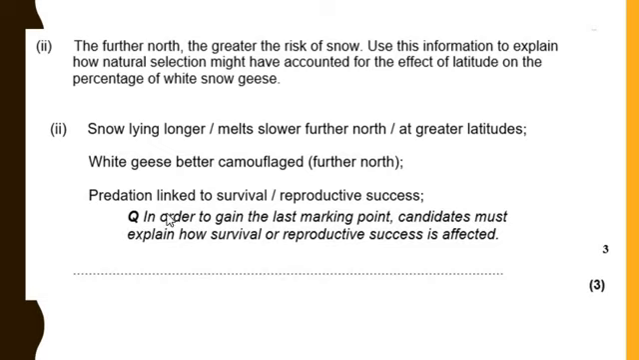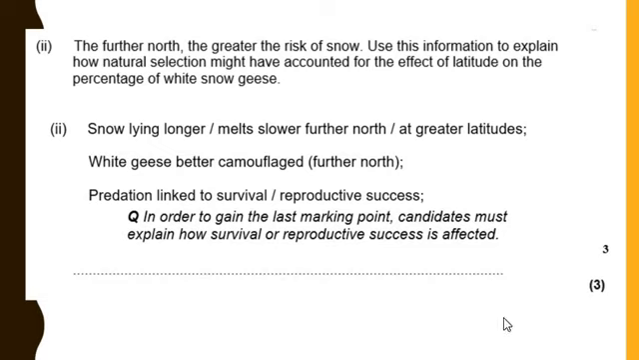And for the third mark, you have to link that to survival. So if the white geese are more camouflaged, that means that maybe the predators cannot find them, and so they're more likely to survive and reproduce. To get that last marking point, candidates must explain how survival or reproductive success is affected. So you just have to say, more camouflage, less likely to die due to predators, more likely to pass on their alleles to the next generation.